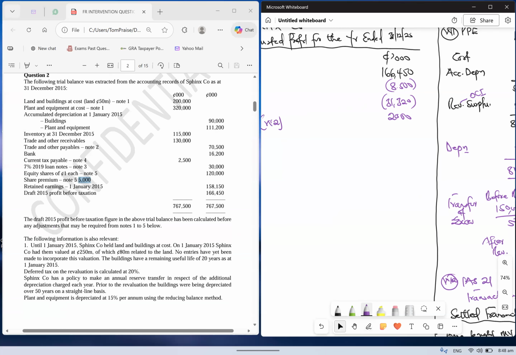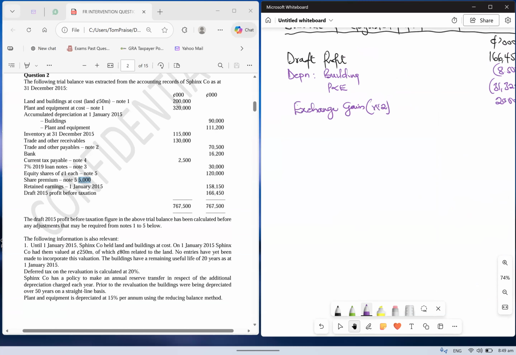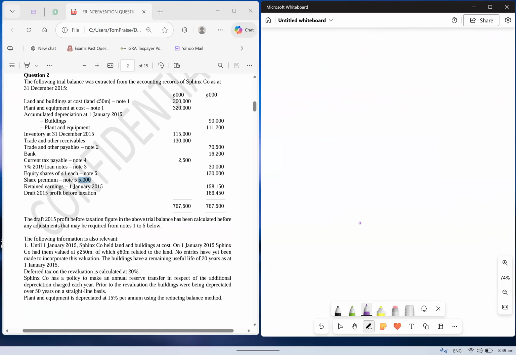So let's do this. By the time you finish reading the question, you should have an idea what can go into your balance sheet. You should be able to set up the template for your balance sheet. Let's say we have Sphinx. Then we have the statement of financial position.